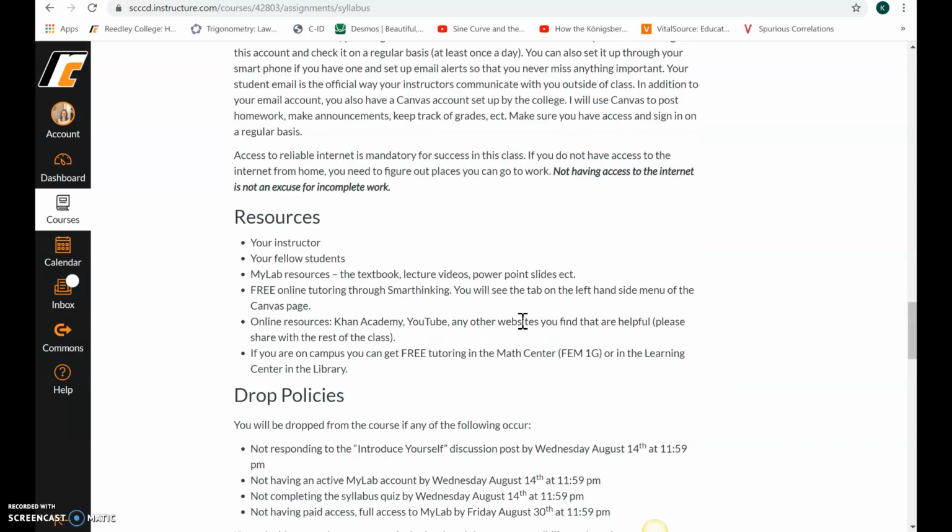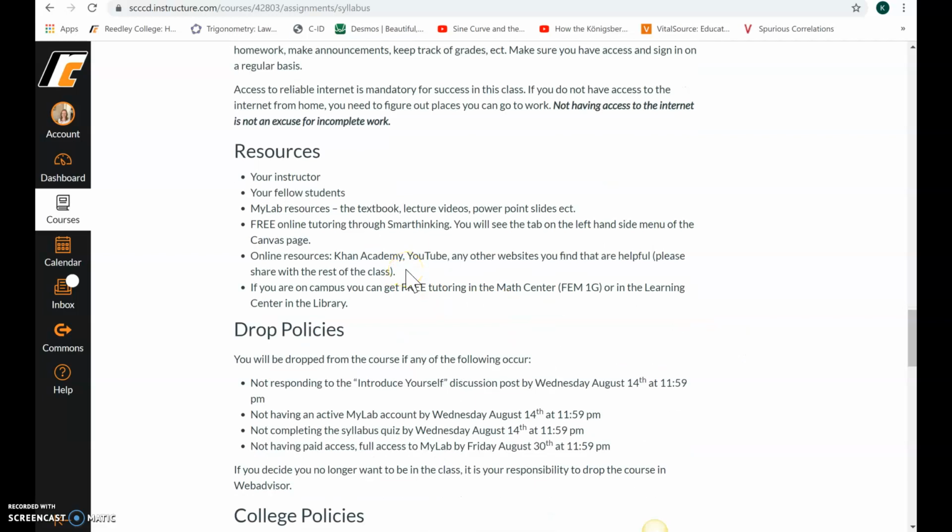There's lots of resources for this class, myself, each other. MyLab has amazing resources. You can access the textbook, videos, PowerPoint slides, review. So definitely take time to get to know the MyLab website. There's free online tutoring through Smarthinking. You'll see that on the left side of the Canvas page. Khan Academy, YouTube, there are probably not infinitely many, but a lot of online resources as well. If you find something that you think is really awesome, let me know. I can help send that out to the rest of the class.